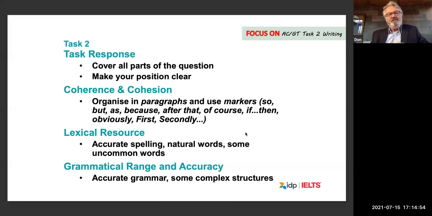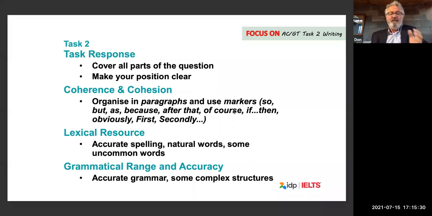For lexical resource, accurate spelling is very important. And also using natural words and natural combinations of words, which you will find if you listen to English a lot and if you read English a lot. And for a band 7 or 8 or 9, you will use some more uncommon words, some special words, some exact words which give a particular meaning, and you understand that particular meaning.